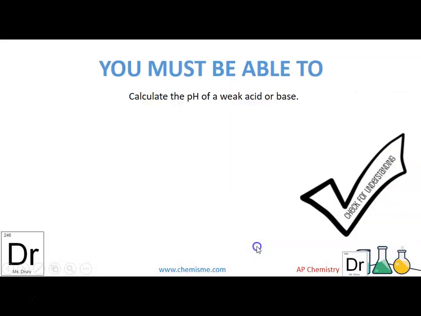So at this point, you should be able to calculate the pH of a weak acid or a weak base.